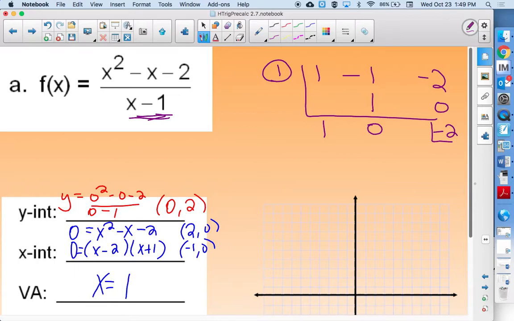This -2 is the remainder. No, we're not going to get 0, because we're not necessarily showing that it's a 0, or that it's an x-intercept. We're just trying to find the slant asymptote.